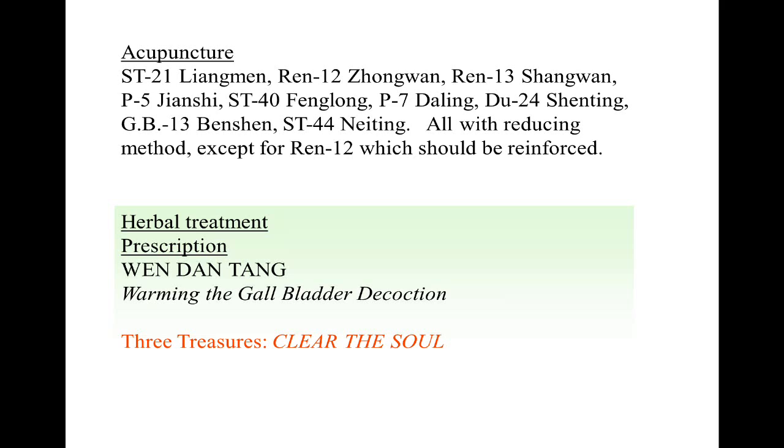Pericardium 7 is there to calm the Shen and clear heat. And then on the head, notice I've got two of my favorite points on the head to calm the Shen. Du 24 and Gallbladder 13.